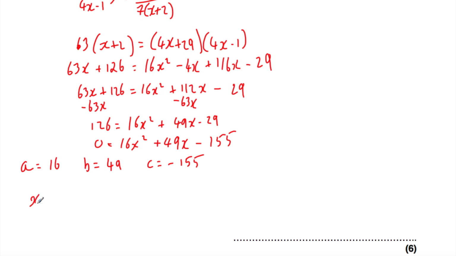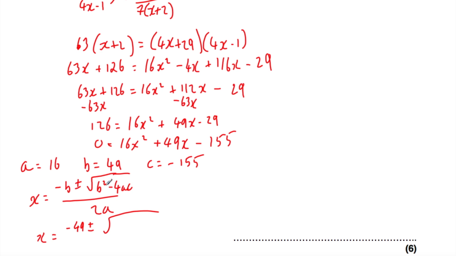So the quadratic formula is x equals negative b plus or minus the square root of b squared minus 4ac all divided by 2a. So that's the quadratic formula, and if we substitute our values, minus b will be minus 49 plus or minus the square root of b squared, so that's 49 squared, that's equal to 2401, minus 4ac, so it's going to be 4, and I'm going to put it in brackets, 4 times a times c, so 4 times 16 times minus 155 is equal to minus 9,920, close brackets. And that's all divided by 2a, and 2 times 16 is 32.